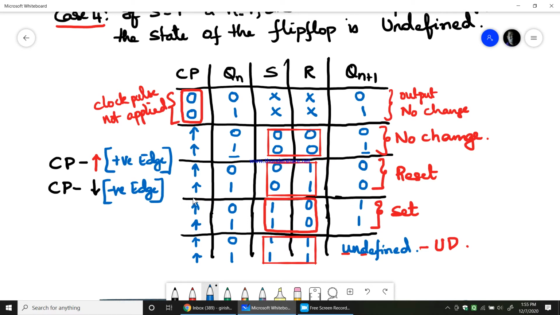When you give a clock pulse and SR is 1 0, irrespective of the value of Qn, the output will be in the set state. Now when you give a clock pulse and SR is 1 1, the output will be in the undefined state. So this is what the SR flip-flop is all about.